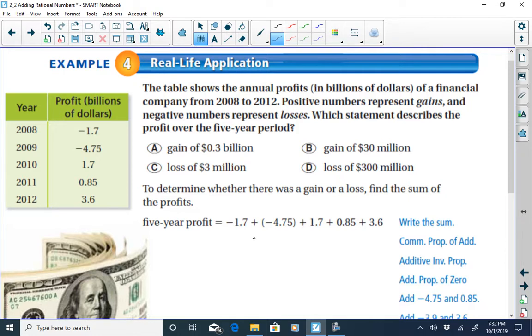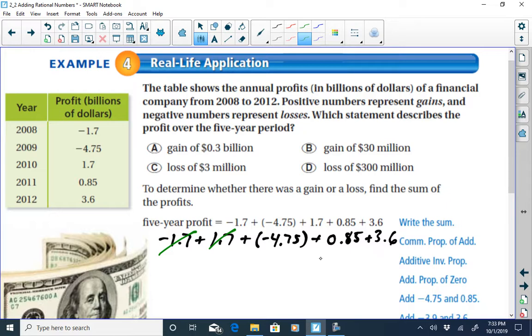Now right away we could see, using the commutative property of addition, we have -1 and 7/10, and I have a +1 and 7/10. And then we have the -4.75, the plus 0.85, and then plus 3.6. These two values here, they're opposites, so they're going to cancel each other out. So now we have -4.75 plus the positive numbers.